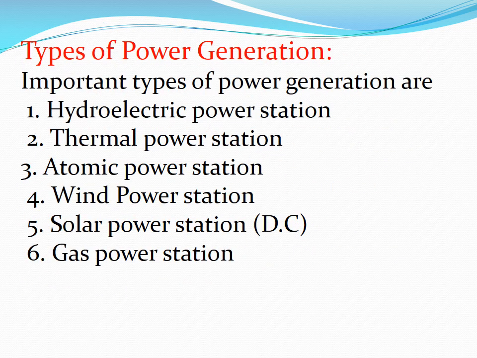Okay, next one, types of power generation. Important types of power generation are, in the book they have given 6. What are they? Hydroelectric power station, thermal power station, atomic power station, wind power station, solar power station, and gas power station. How many? Totally 6.